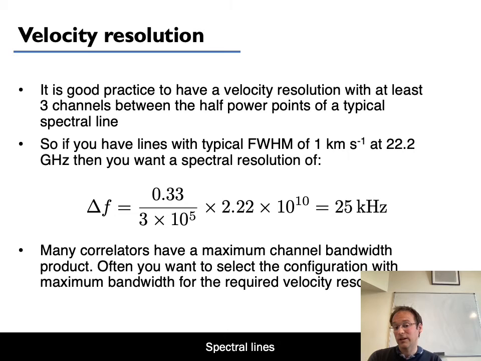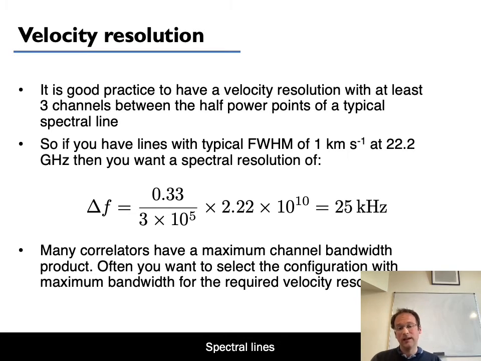So don't be worried to go to higher spectral resolution, because you can always recover signal to noise. Of course, you can't improve your spectral resolution after the observation, but you can reduce the spectral resolution after the fact to get signal to noise. So for example, if we have a line of, say, 1 kilometer a second at 20 gigahertz, then we're going to want a spectral resolution of about 25 kilohertz, using the same equation that we used to calculate the bandwidth earlier in the previous slide.